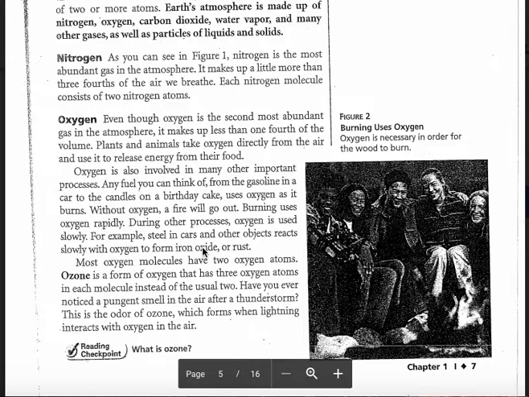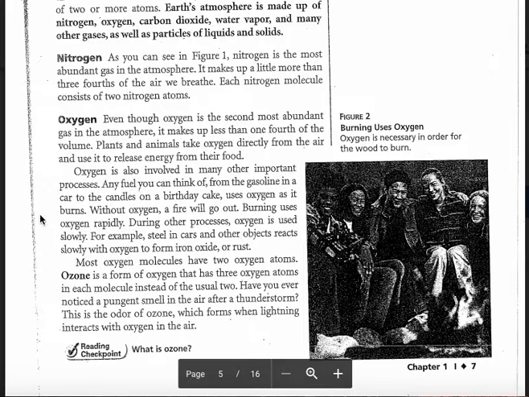Any fuel you can think of, from gasoline in a car to the candles on a birthday cake, uses oxygen as it burns. Without oxygen, a fire will go out. Burning uses oxygen rapidly. During other processes, oxygen is used slowly. For example, steel in cars and other objects reacts slowly with oxygen to form iron oxide, or rust.